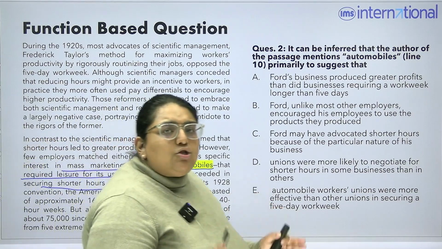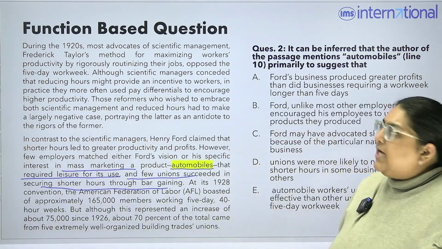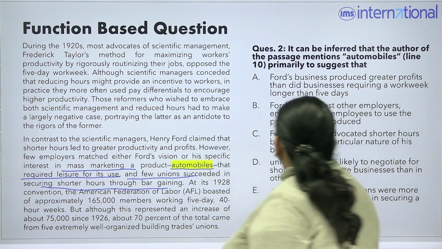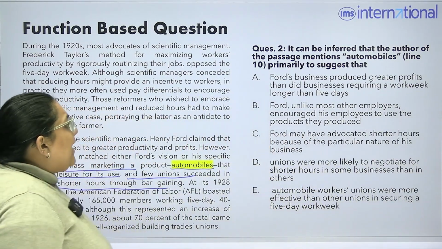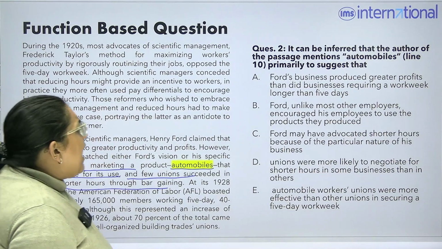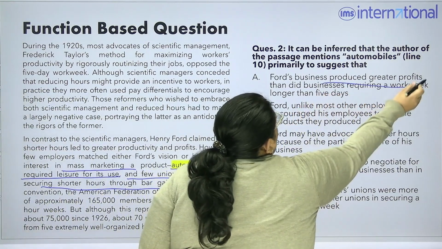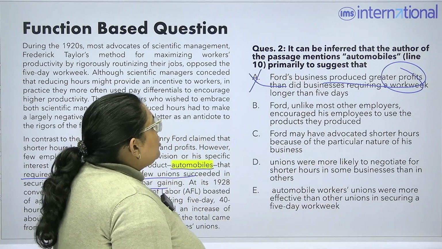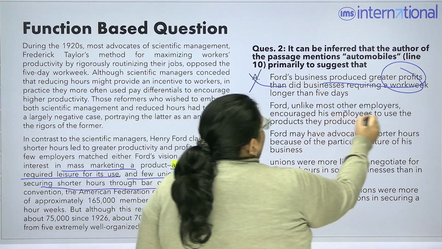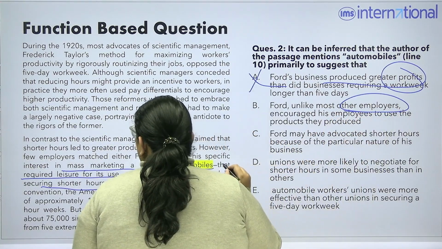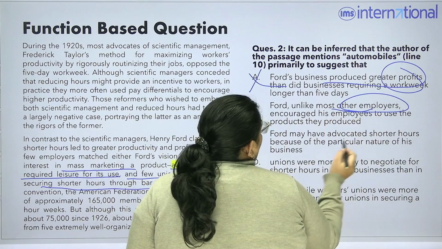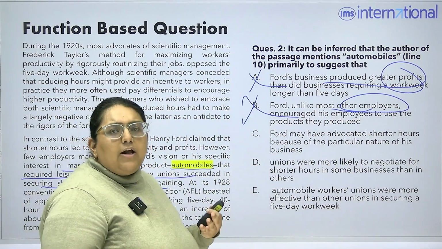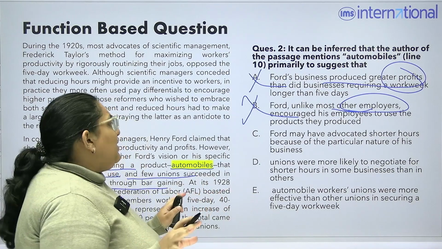Now let's see which of the options talk about this. Now let's have a look at option A. Option A says Ford's businesses produced greater profits than did businesses requiring a longer work week. I don't think the automobile is mentioned with respect to profits. So eliminate A. Ford, unlike most other employers, I don't think we talked about other employers. And was Ford an employer? Do we know that? No. Eliminate B. He never encouraged his employees to use the products they produce. That's not mentioned anywhere in the passage.